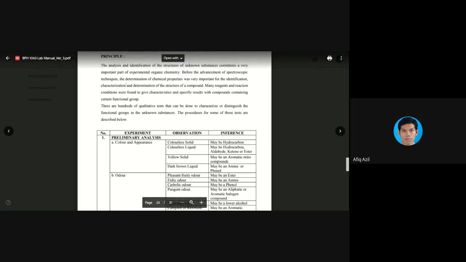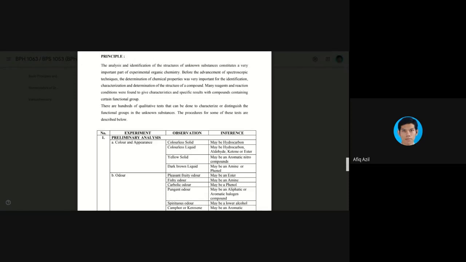So basically, as written in the principle, the qualitative test is one of the earliest identification or chemical analyses which can be done on an unknown organic sample. Back when there were no analytical instruments available, they used to test using wet chemistry, meaning using reagents or other chemicals and doing reactions to determine the identity of the organic compound.